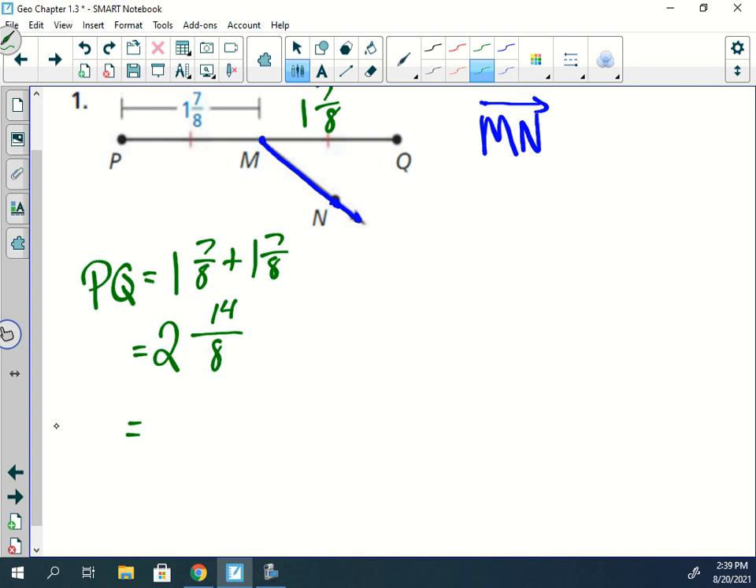Now, when we look at this, 14/8, since the numerator is bigger than the denominator, that means we can pull a whole number out. And how many can we pull out? Just one. So the 2 becomes a 1, and 14 would reduce to 6. Can I reduce 6/8? Yes, because they have a common factor of 2, which would reduce to 3/4. So the length of the line is 2 3/4.